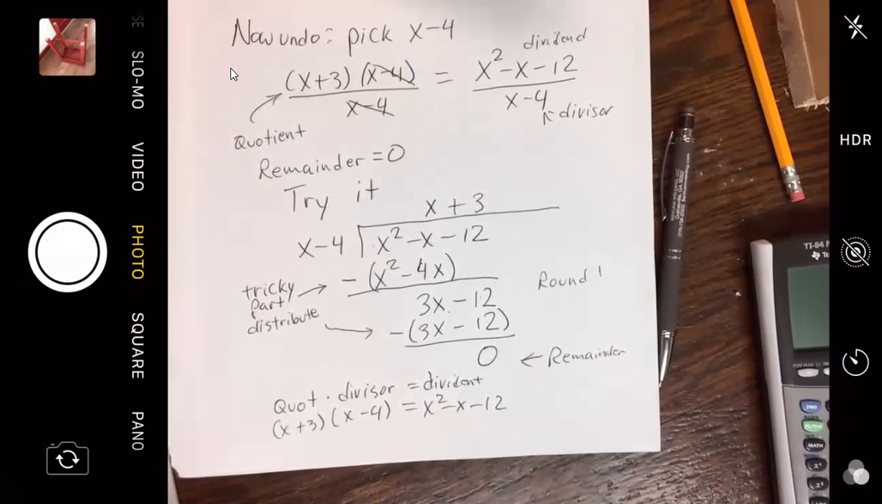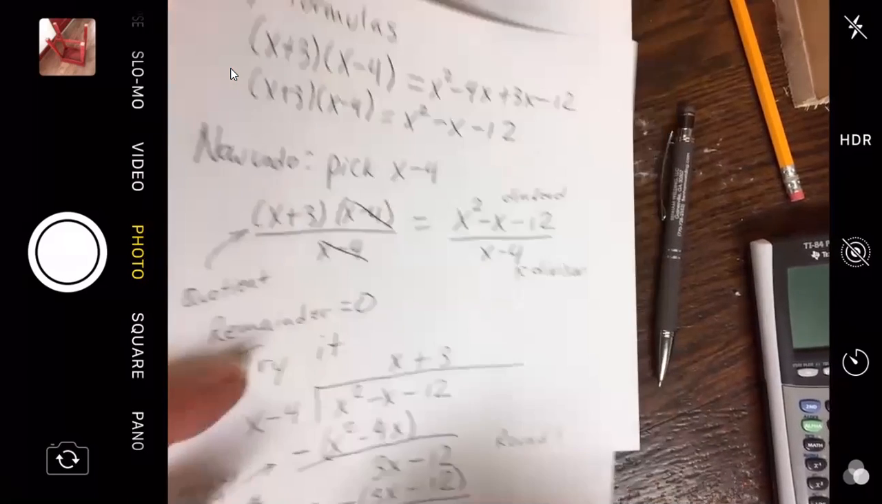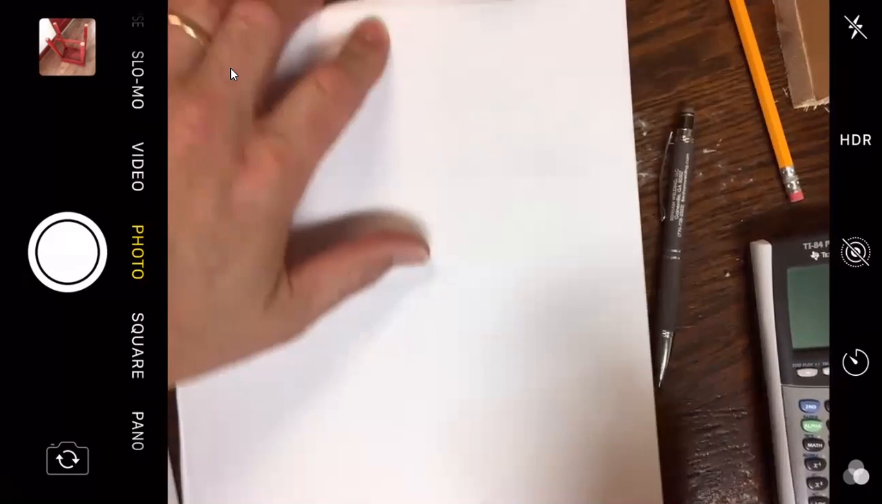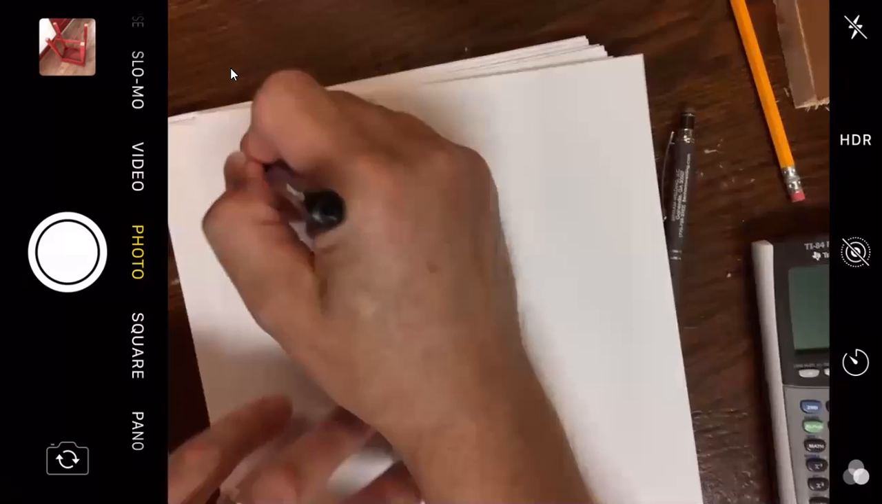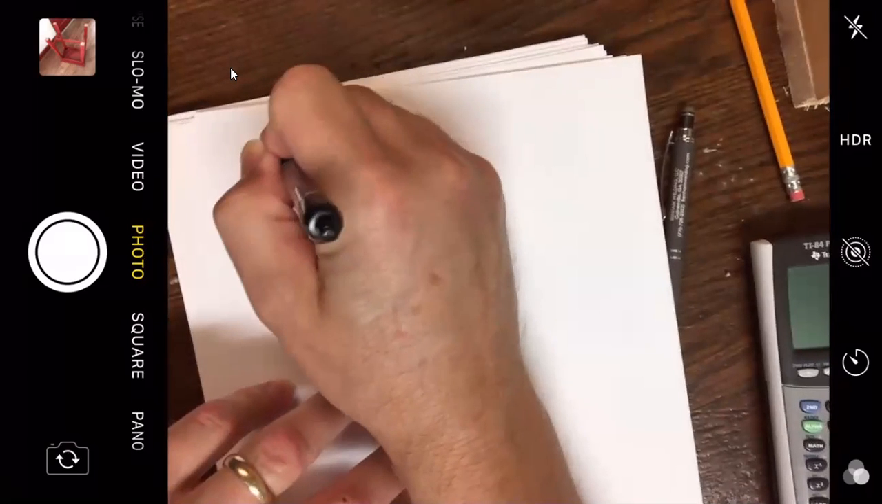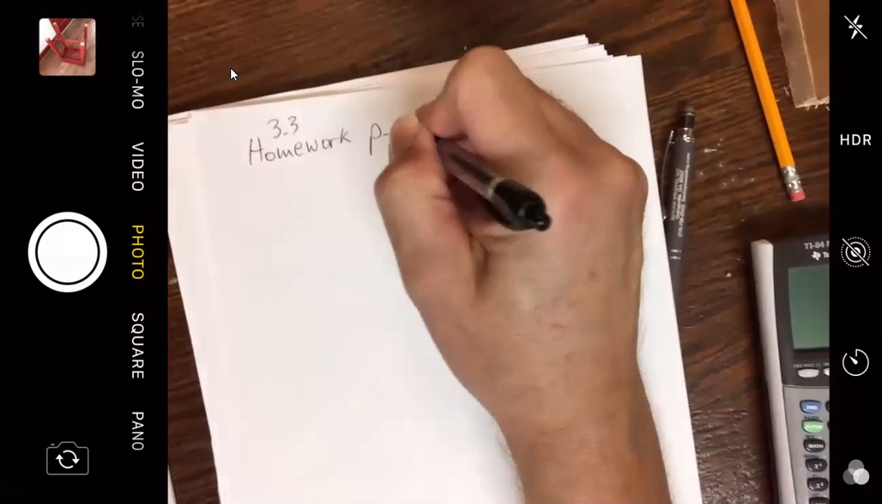We will not mess with synthetic division. It only works with linear factors. Long division works every time, and that's the method I always use. All right, so try some homework problems. Homework, this is for 3-3. Page 309.